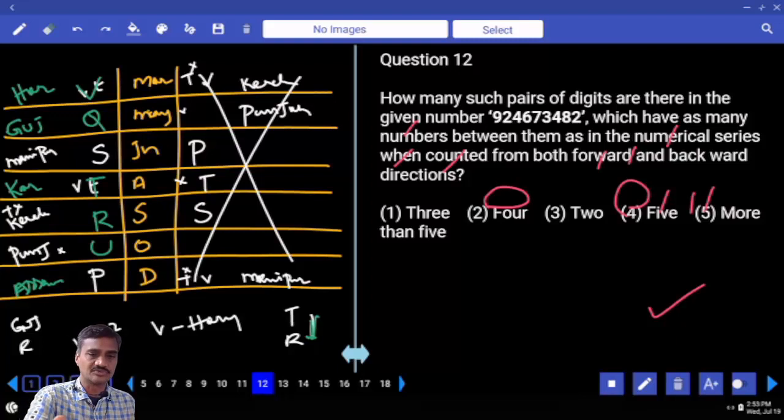Then coming to question number 12. Now in this 12th one, how many such pairs are there?